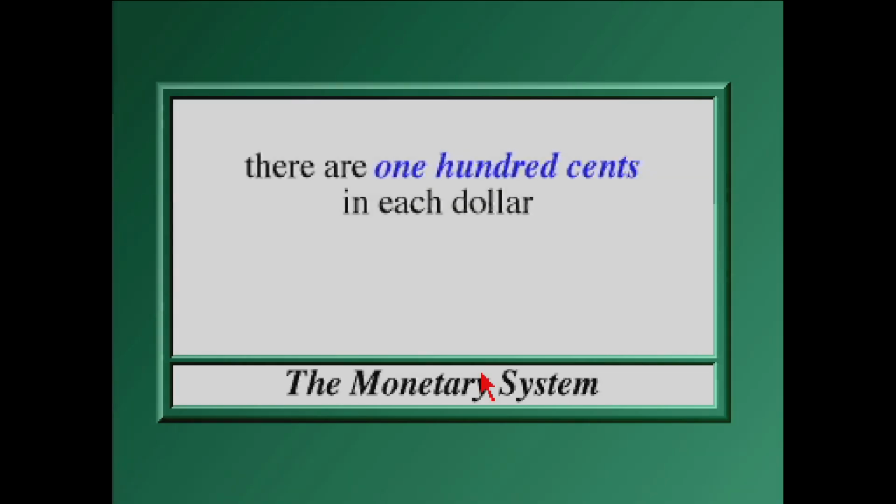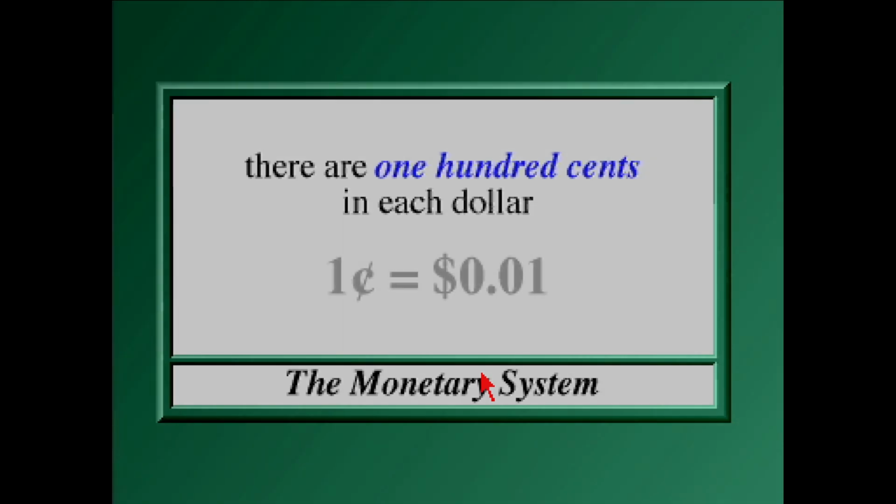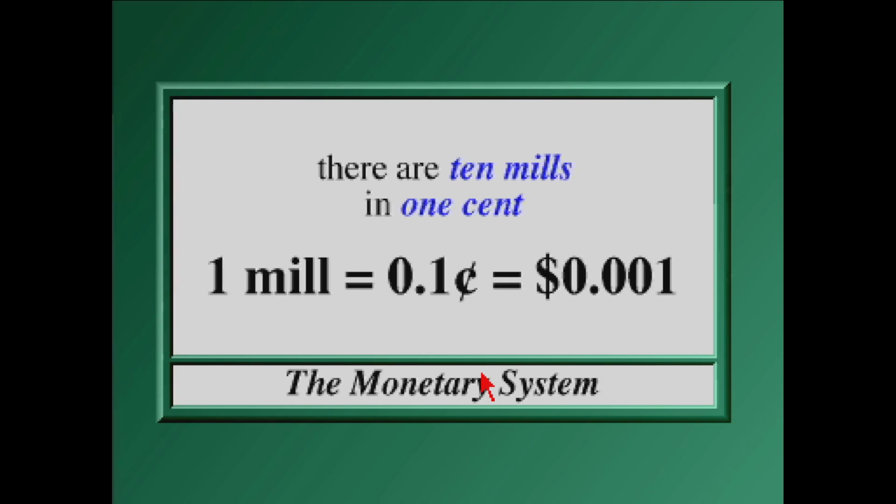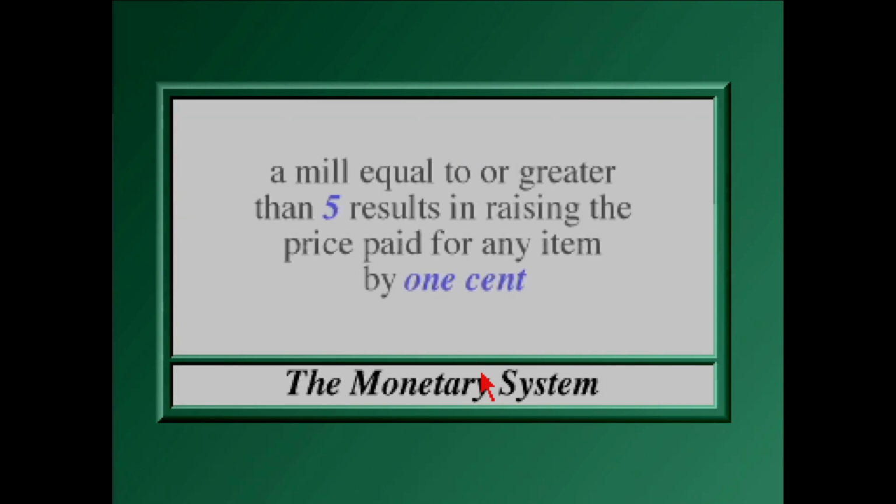Since there are 100 cents in each dollar, 1 cent equals 1/100th of a dollar. There are 10 mills in 1 cent. 1 mill equals 1/10 of a cent and 1/1000th of a dollar. Since we do not have change in the form of a mill, a mill amount equal to or greater than 5 results in raising the price paid for any item by 1 cent.